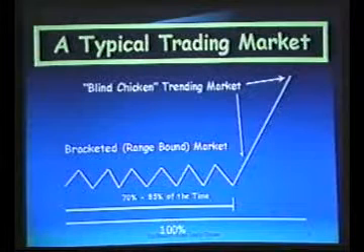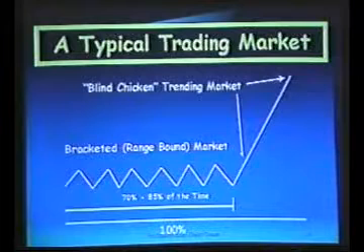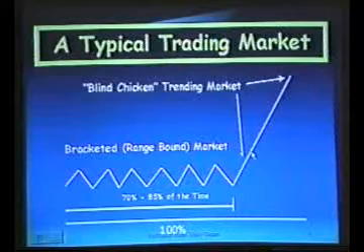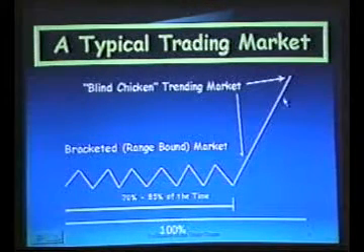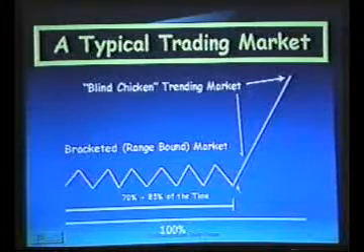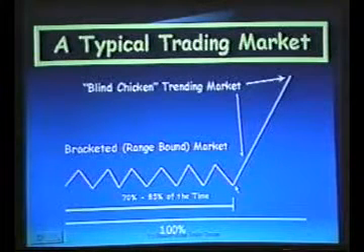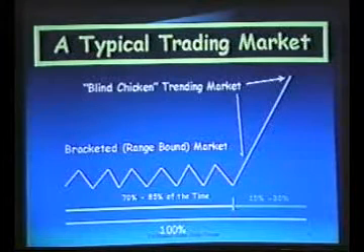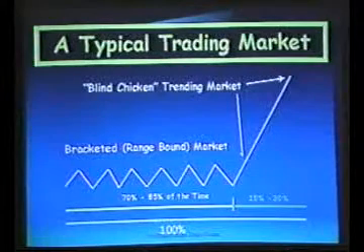And we call those blind chicken trending markets. My grandfather used to say that even a blind chicken every now and then will discover an ear of corn. So if you buy here and get out there, we call that a blind chicken trade. We don't want to miss those, but the most valuable part of this whole chart is right down at this point here, at this last trend change. And that's the point we're looking for. And those blind chicken or trending trades only happen about 15 to 30% of the time. So this is a typical trading market.